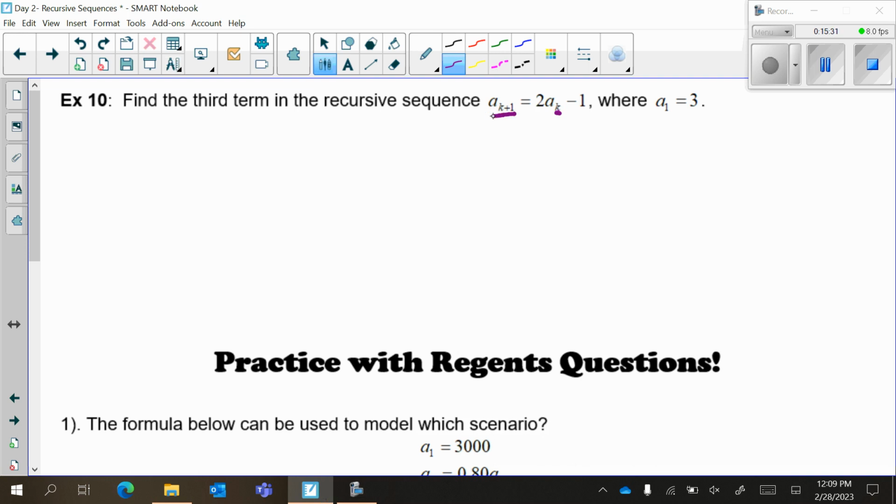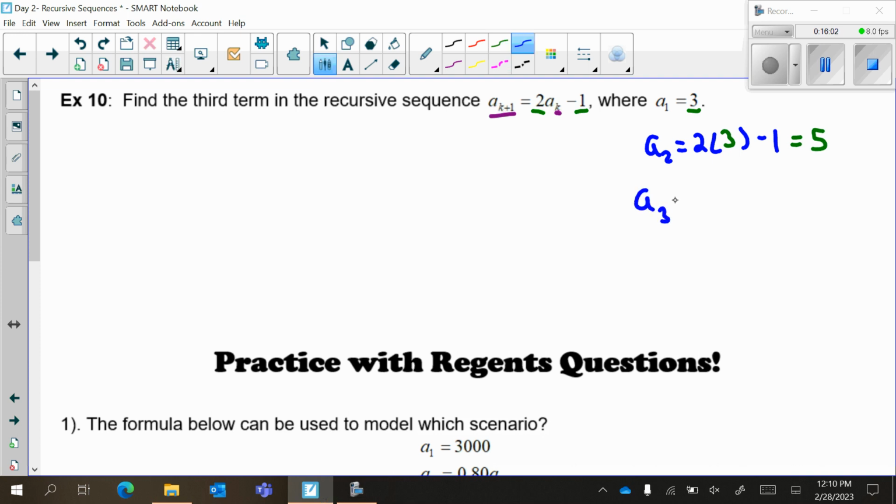They give you the previous term. K comes before k plus 1. The important part is that the pattern is multiply by 2 and subtract 1. So they want the third term. Well, in order to find the third term, you're going to have to find the second. So we have a sub 2 is 2 times something minus 1. That something is the previous term. 2 times 3 minus 1 is 5.